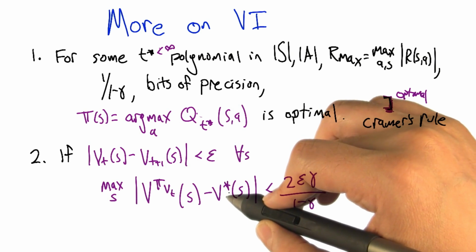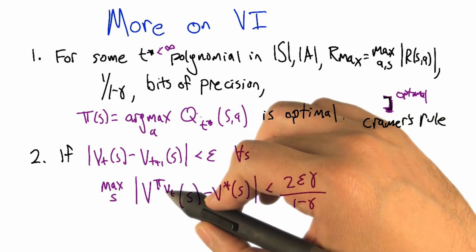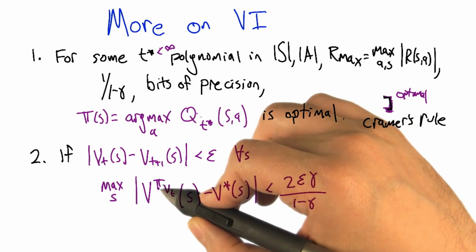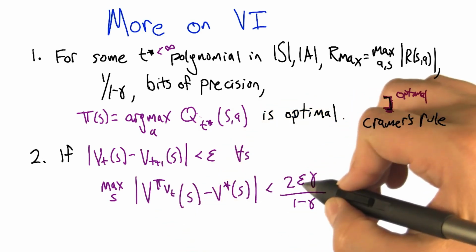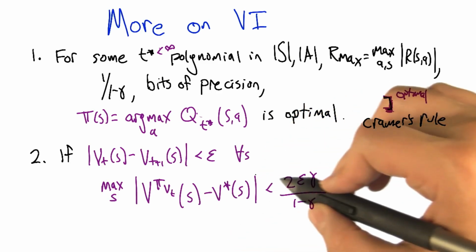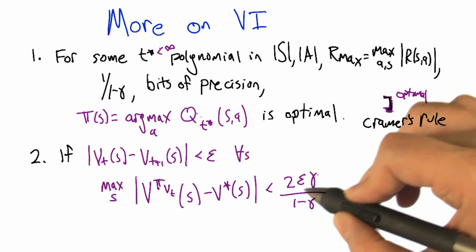then the largest difference between the optimal value function and the value function that we get by taking that value function, taking the greedy policy with respect to it, and taking the value function of that greedy policy, is small, right? So we're going to be doing almost optimal from all states. And the smallness here ends up being 2 times epsilon times gamma divided by 1 minus gamma.